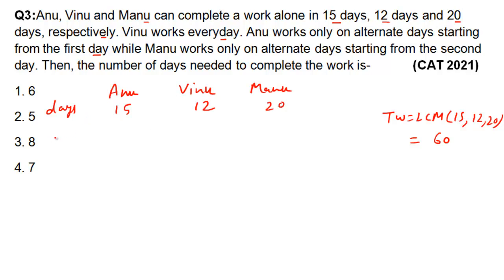So once we have done it, the second thing is we have to find work per day, and accordingly we will proceed. So Anu will be doing 60 by 15, that is 4 work per day. Work per day or efficiency both are same. Vinu is doing 60 by 12, that is 5 work per day, and Manu is doing 3 work per day, right? Now Vinu works every day, so I'm just writing here every day.